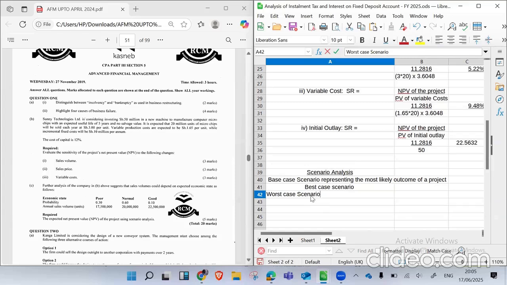Next, skip one line, then you say, we compare the percentage change in NPV from the base case to the best case, with the percentage change from the base case to the worst case.